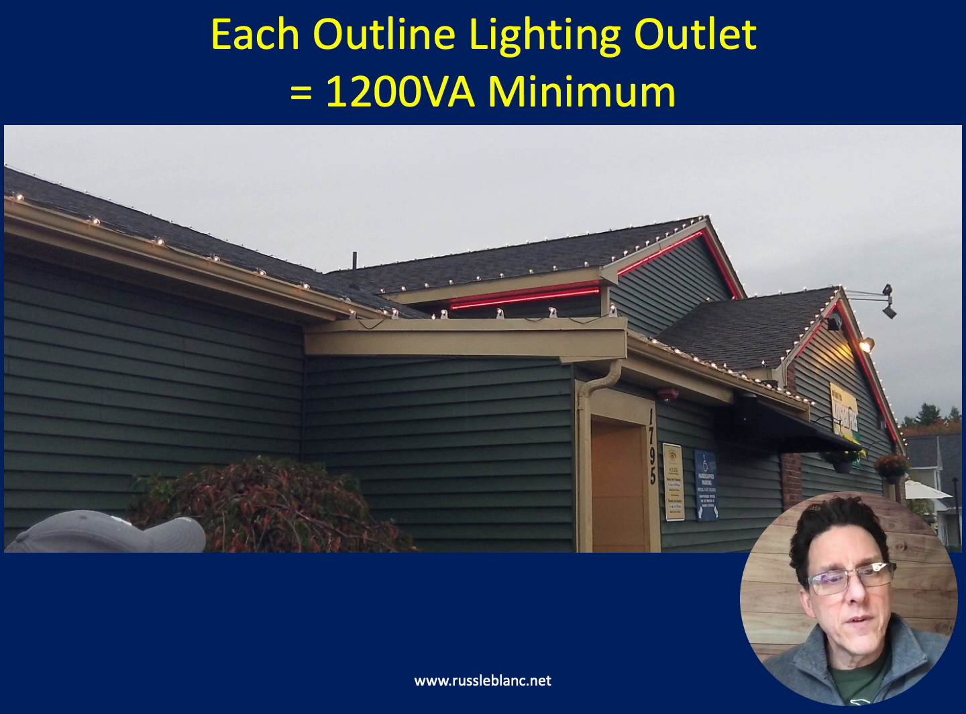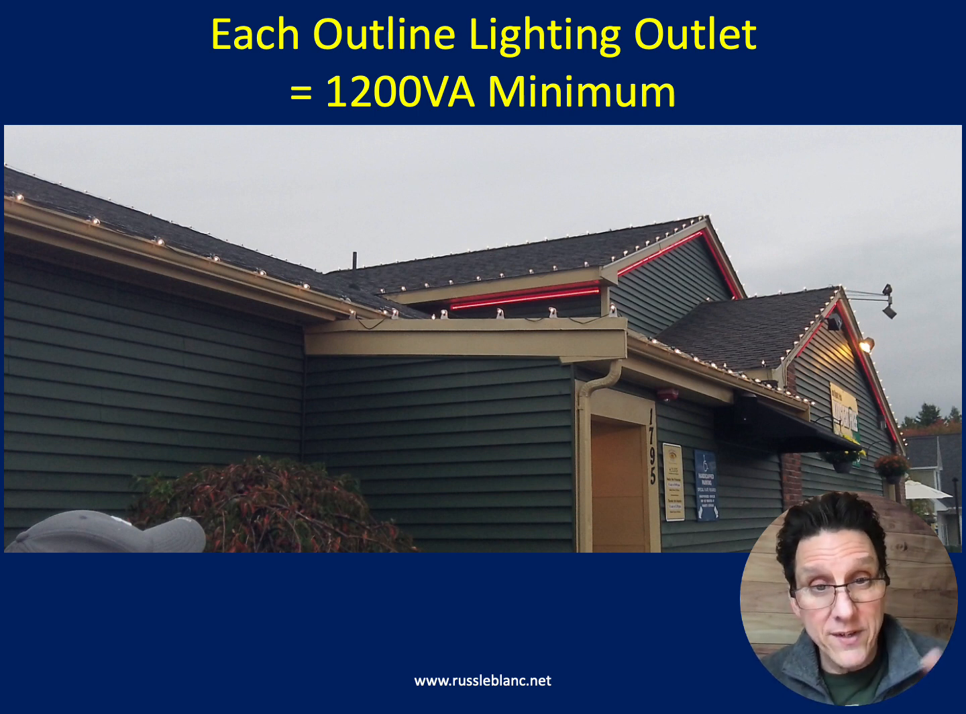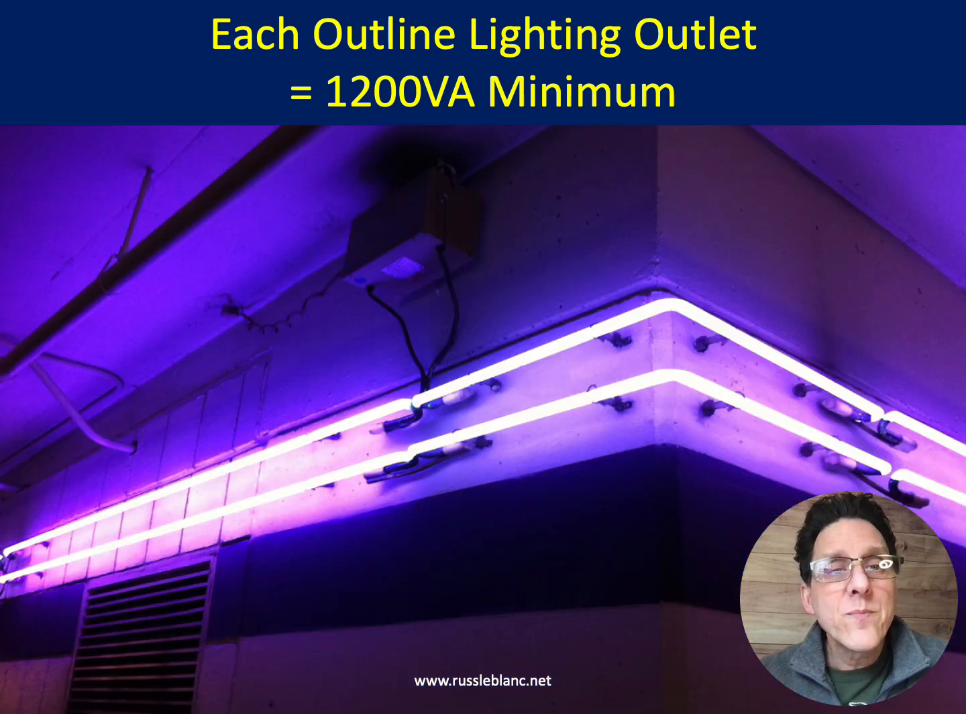Here's an example of two different types of outline lighting. You'll see the incandescent lighting along the roof line there of this restaurant. And then you'll also see the red outline lighting, right? And I'm not sure if that red outline lighting is neon or LED. I can't really be sure from here. I took the picture, but I can't remember what type of light it was, to be honest with you. But in any case, it's a type of outline lighting.